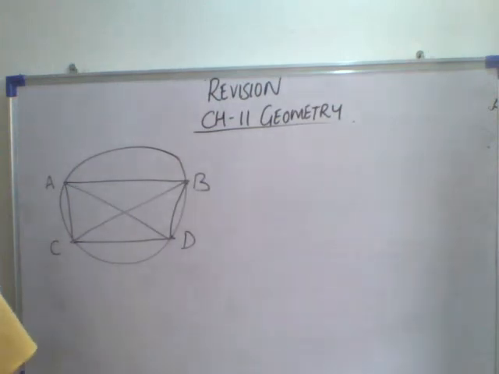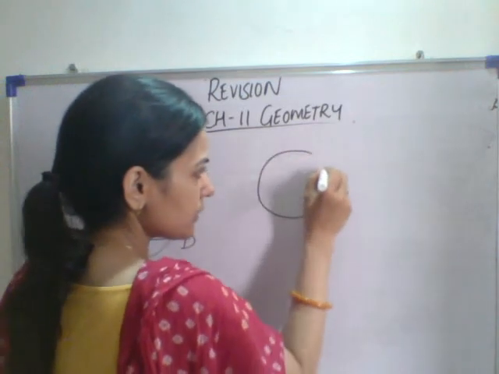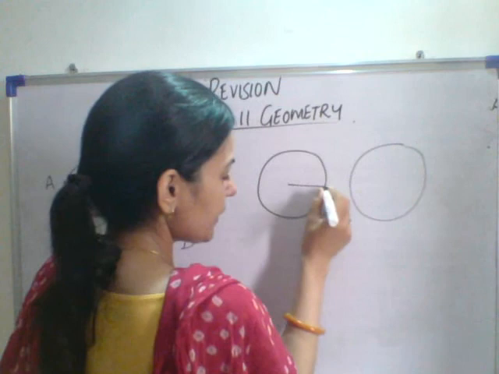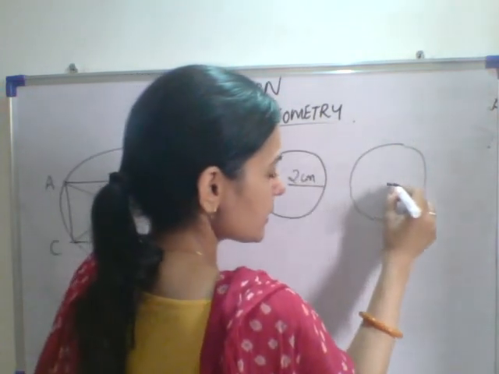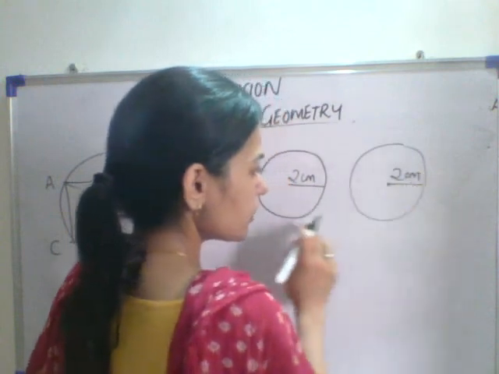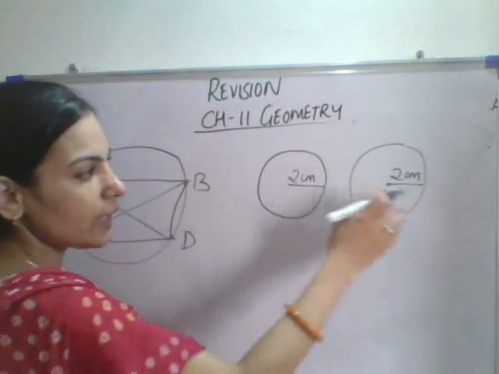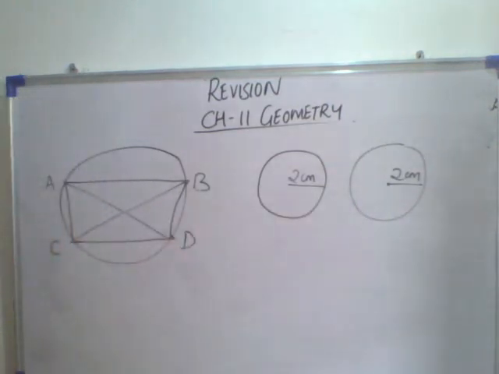Now suppose in the question it is given that there are 2 circles, they are equal. Are their radii equal and is their diameter also equal? Suppose there are 2 circles. Its radius is 2 cm. Its radius is also 2 cm. So are these 2 circles equal? Yes. Will their diameters also be equal? Yes, their diameters will also be equal.